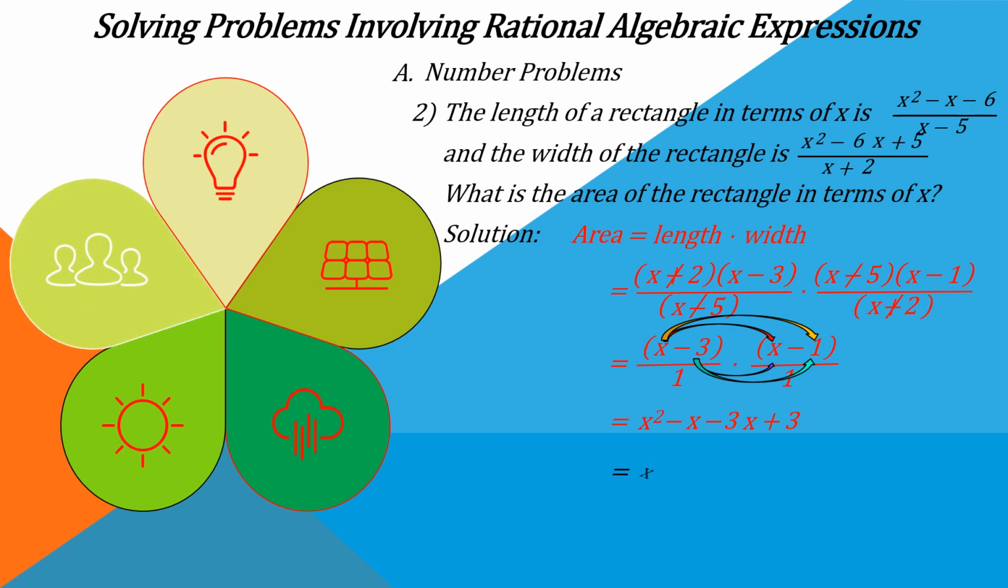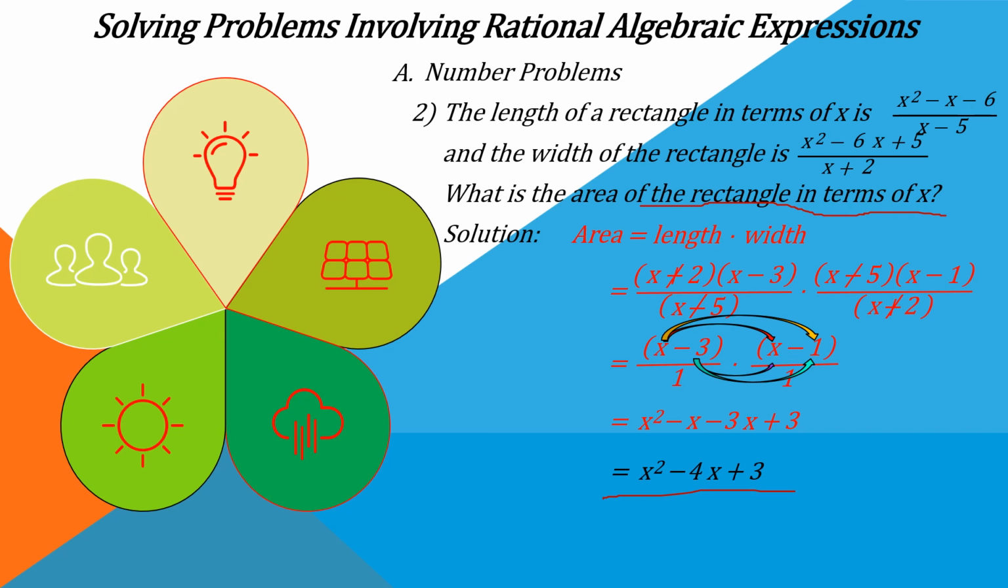Simplifying the equation, we have x squared minus 4x plus 3, and that is our final answer because we are required to find the area of a rectangle in terms of x, and the area is equal to x squared minus 4x plus 3. In this situation, we don't need to check if our answer is correct because we just multiply the two rational algebraic expressions.